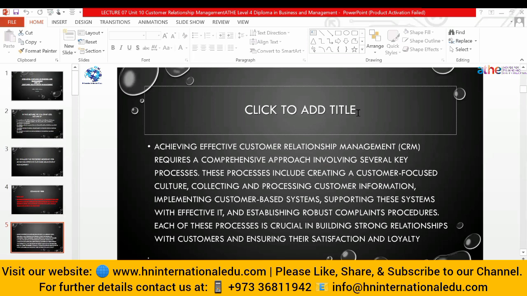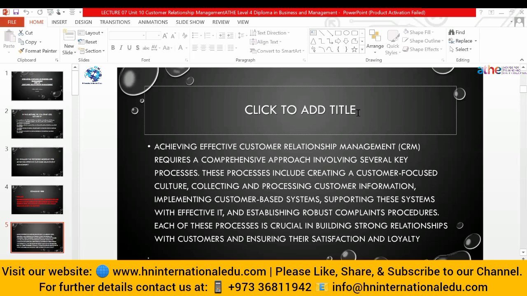Achieving effective CRM requires a comprehensive approach involving several key processes. These processes include creating a customer-focused culture, collecting and processing customer information, implementing customer-based systems, supporting these systems with effective IT, information technology, and establishing robust complaints procedures. Now, all these points which I just read are in your indicative content, with further explanations in the slides below.